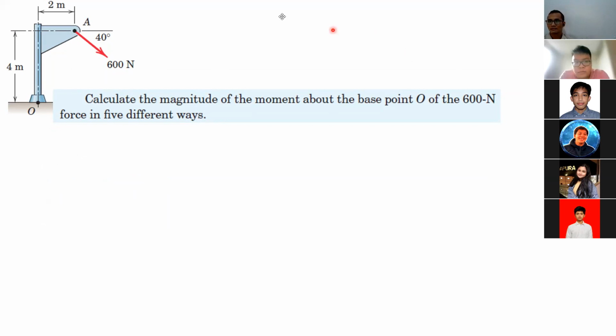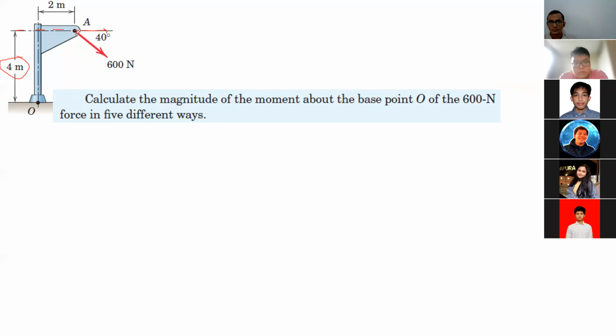So just now we have 600 Newton cos 40 degrees as the horizontal one, multiplied by the perpendicular distance. What is the perpendicular distance of the horizontal component? 4 meters, correct? Yeah. 4 meters is the perpendicular distance. So 600 Newton multiplied by cos 40 degrees multiplied by 4 meters. It will be our first moment component, our first force moment.